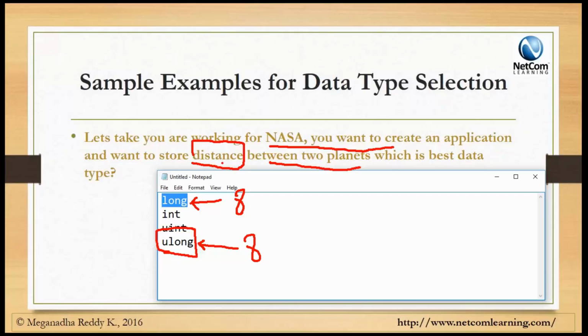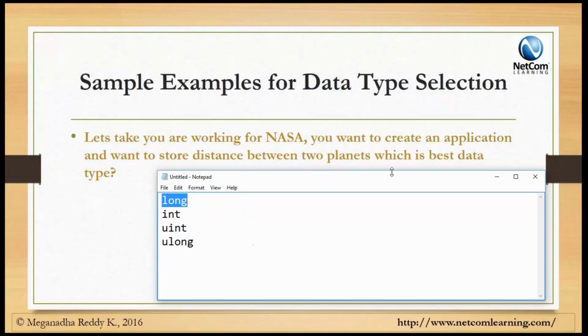because I don't want to store negative numbers. If you have a requirement where you have to store positive as well as negative numbers, then go for the long data type. But if you have a requirement only for positive numbers, like the distance between two planets, it's always good to go for ulong.